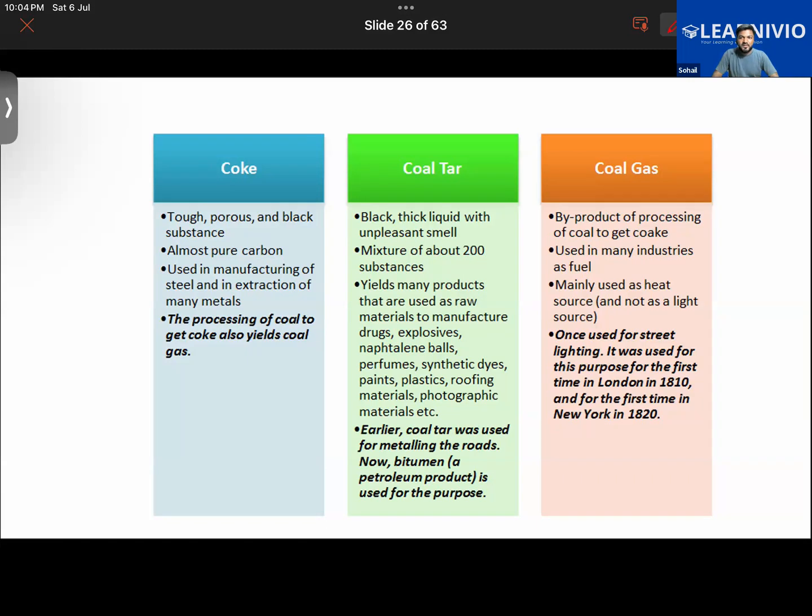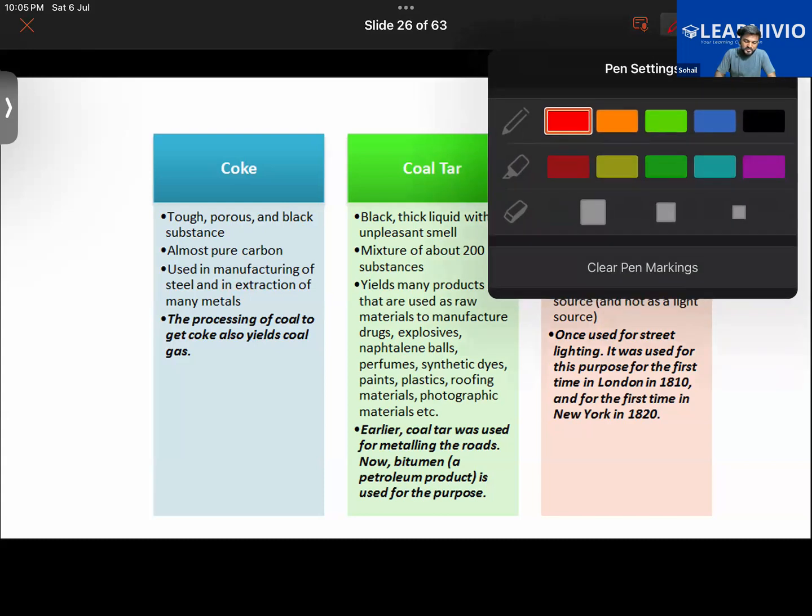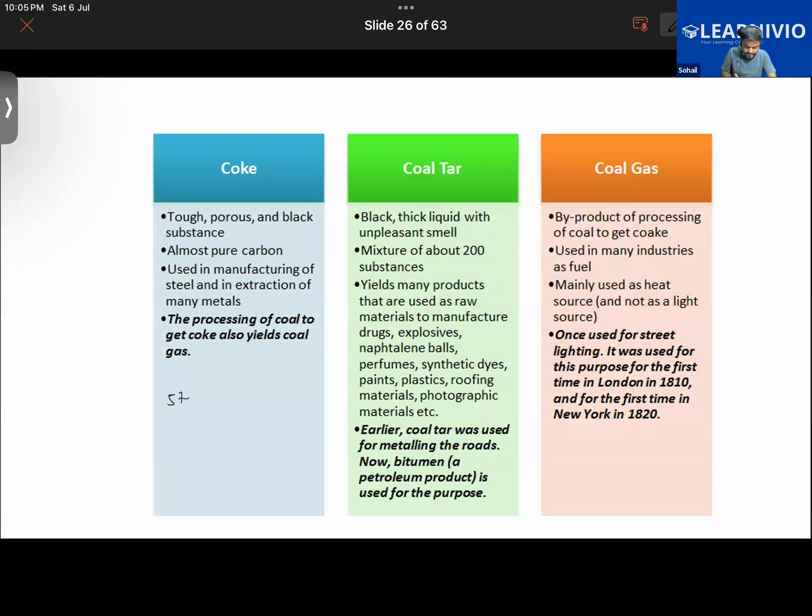Even smaller objects, for example the iron needle that we use to stitch clothes, is that pure iron? That is actually stainless steel. Or the scissor blades, that is also stainless steel. So addition of carbon increases its durability and makes it harder. So it is used in manufacturing of steel. You should know that steel is made up of iron plus carbon. Hope that it is clear.